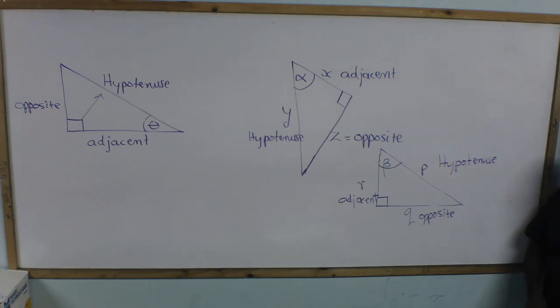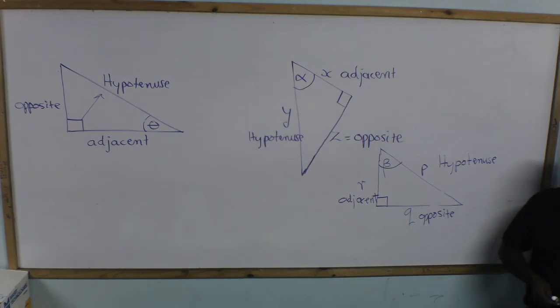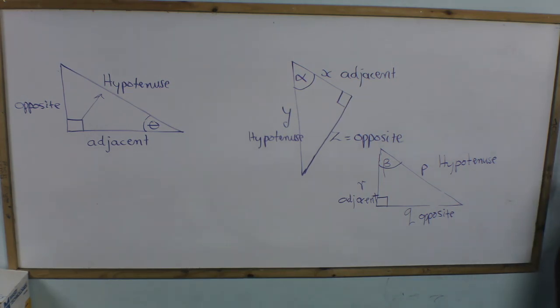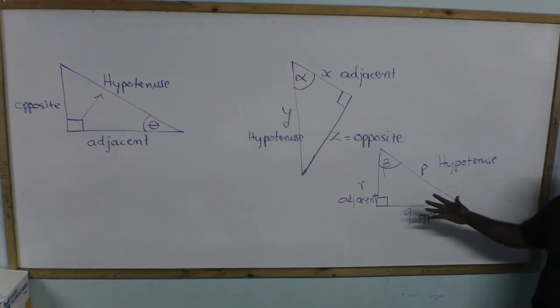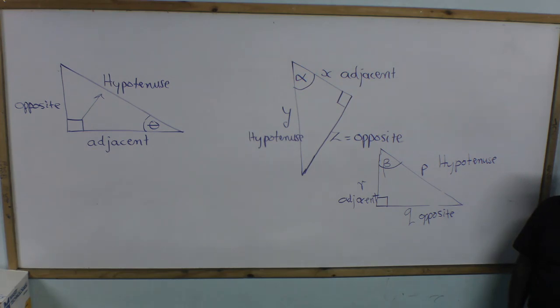Alright, suppose I ask which side is adjacent to beta and someone says P is adjacent to beta. Is that correct or incorrect? Is it acceptable? Why is it acceptable? Because it's similar to how R is beside beta. So yes, the hypotenuse is also adjacent to beta. So if someone says this is adjacent to beta, then the person is correct.